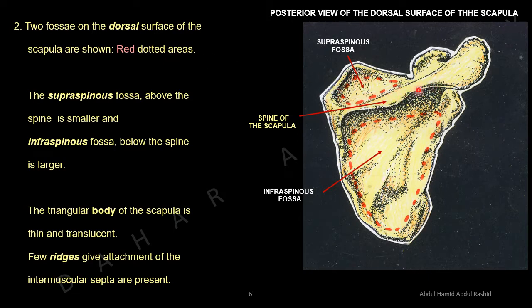The one above the spine is the supraspinous fossa, which is smaller, and the one below the spine is the infraspinous fossa. It is larger. The triangular body of the scapula is thin and translucent. The infraspinous fossa shows few ridges which give attachment to the intermuscular septa.